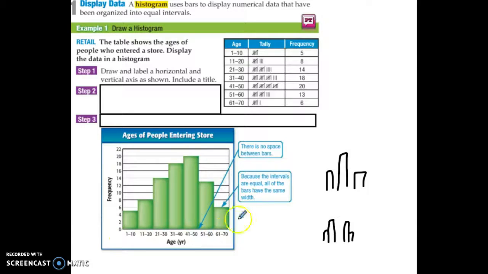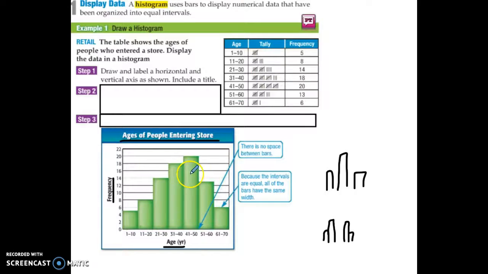There are intervals down here, and they should all be equal: 1 to 10, 11 to 20, 21 to 30. Then we show frequency up the side, whatever we're trying to show how frequent something is. We should put a label on the horizontal axis and the vertical axis, and then name what the histogram is, each time, so we know what the graph actually represents.